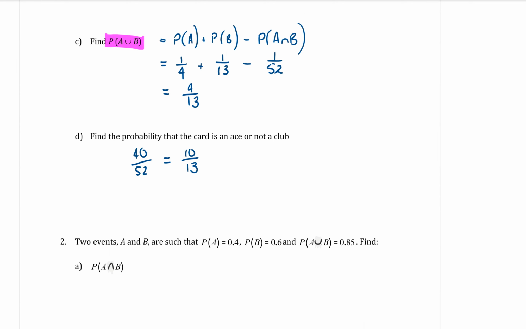All right, question 2. This is our last question down here. This is a new, completely separate question, not about the cards. 2 events A and B are such that the probability of A is 0.4 and the probability of B is 0.6. Probability of A or B is 0.85. Okay, we don't even know what A and B is, but it's giving me all those probabilities. Part A, we want to find the probability of A and B. Now, we have got A, B, A or B, and A and B.